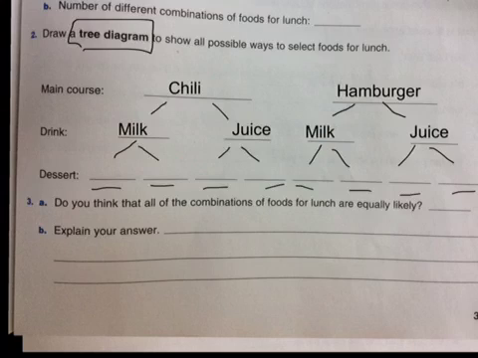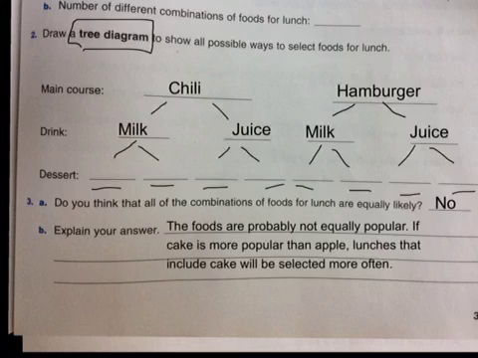Okay? Now here for question 3B, here's our first key answer. Please write it exactly as I do. Explain your answer. The foods are probably not equally popular. If cake is more popular than apple, lunches that include cake will be selected more often.